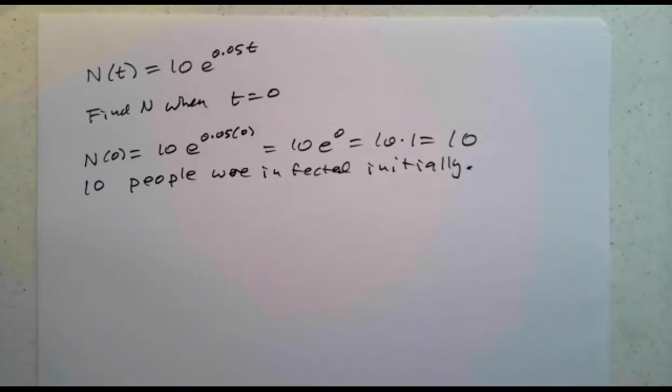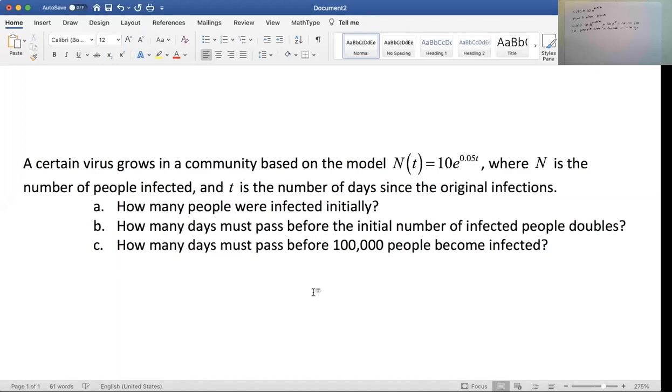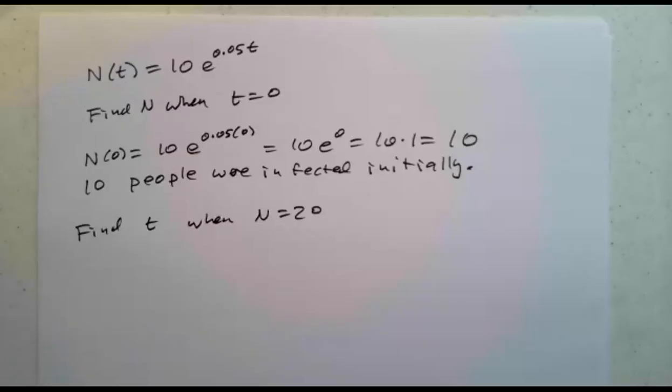10 people were infected initially, and what is our next question? How many days must pass before the initial number of infected people doubles? So we're starting with 10. If it doubles, we're up to 20. So it looks like we need to find the number of days that must pass. So find t when N equals 20. That would be a doubling situation.